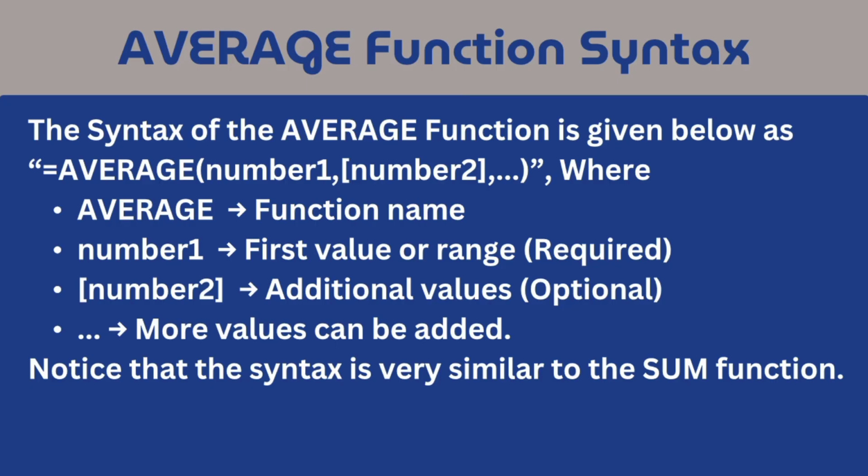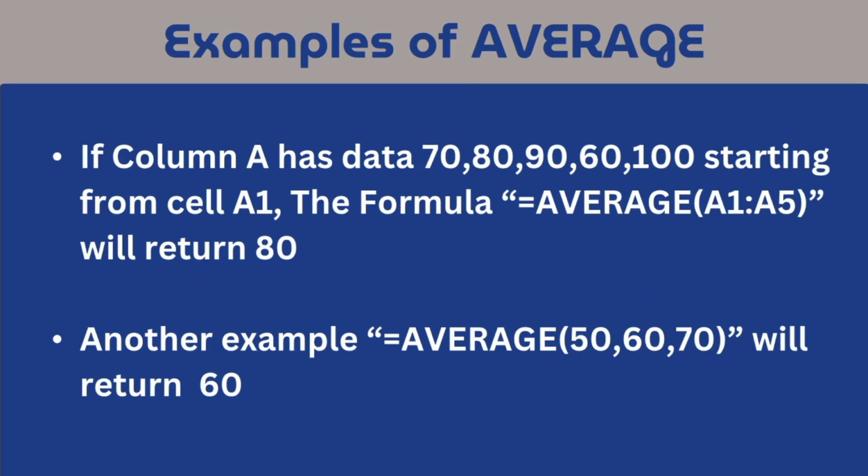Average function syntax. The syntax of the average function is given below. It's just like that of the sum function. Average is the function name. Number one is the first number or range, which is required, and number two is the additional values, which is optional. The three dots mean that more values can be added. So just like the sum function, average can also take many arguments. The syntax of the average function is very similar to the sum function.